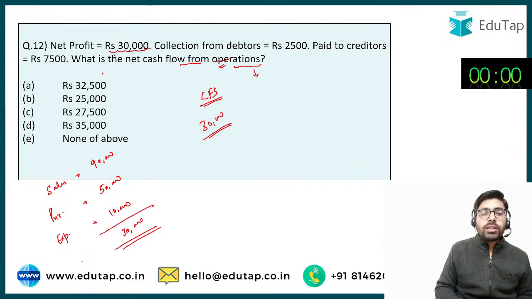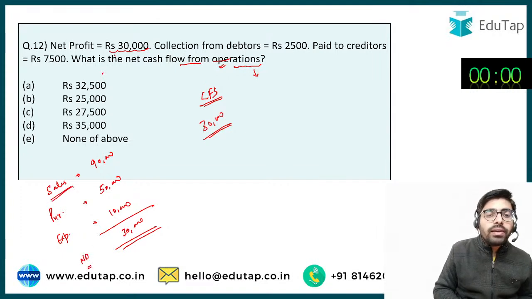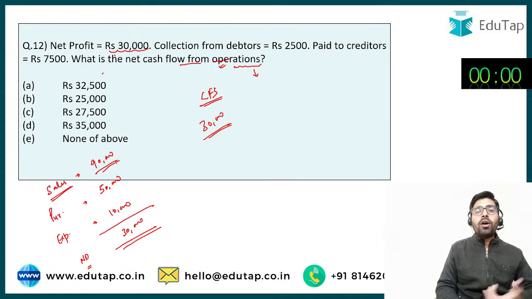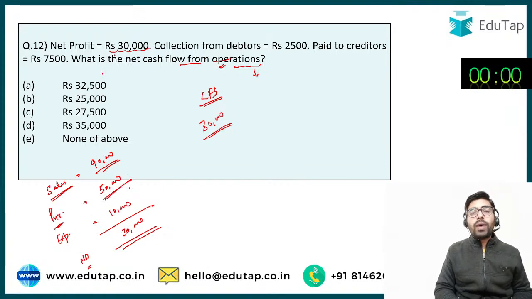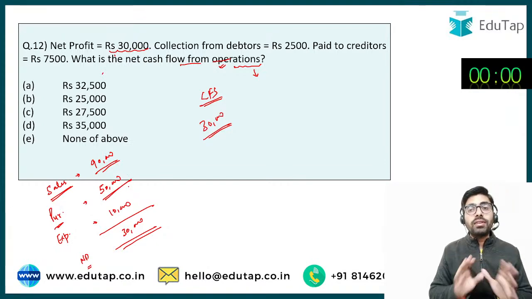Now this net profit is rupees 30,000, but out of the sales that I have made, I may not have made all the sales in cash, and similarly, of all these purchases, I may not have paid all the purchases in cash. So that's why I would have to make certain adjustments in this particular thing.